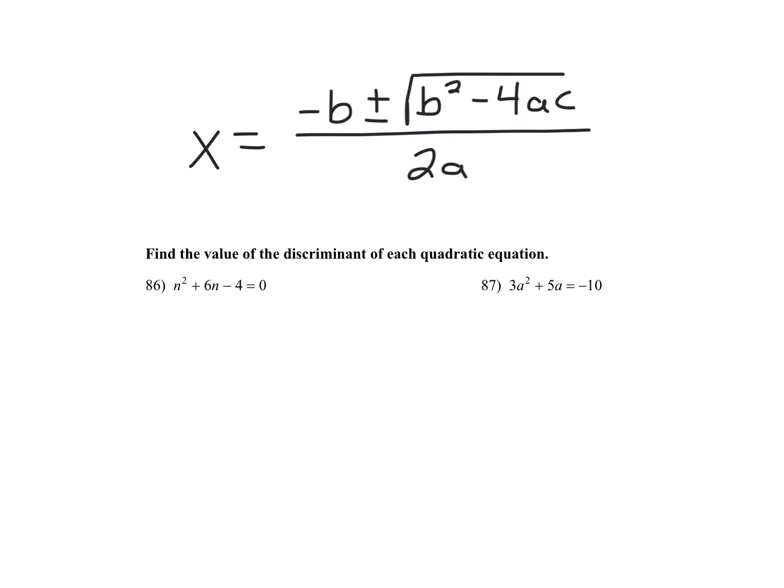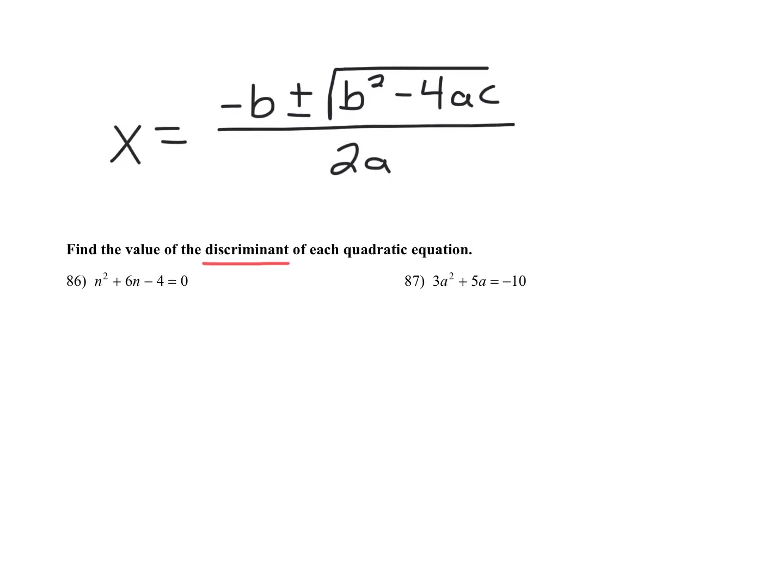When you get to 86, the directions say they want the discriminant. What is the discriminant? It comes from that formula. What part is the discriminant? Yep, what's inside the square root. So the discriminant is that b squared minus 4ac. That is the discriminant. So on 86 and 87, it just wants you to find the value of the discriminant.